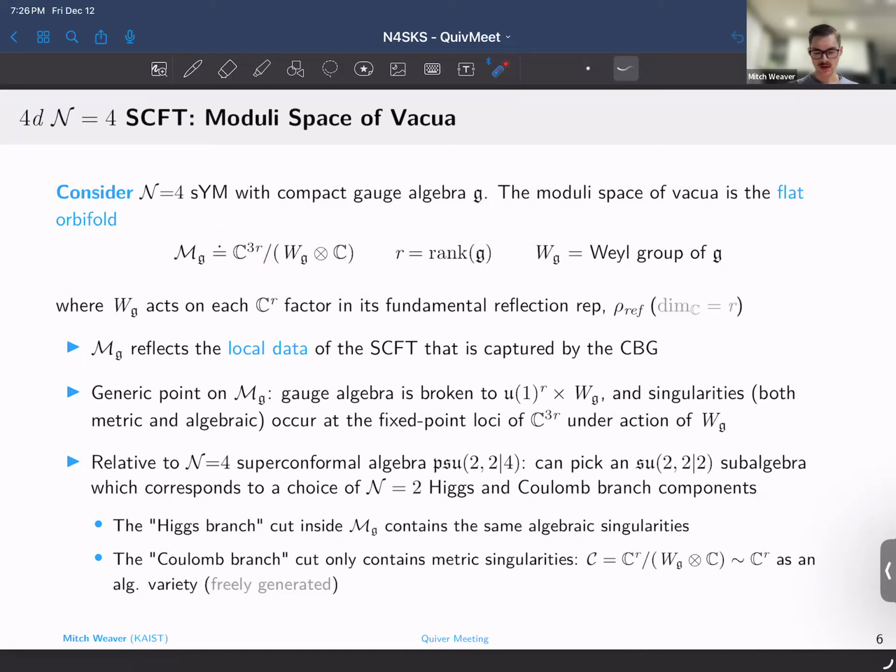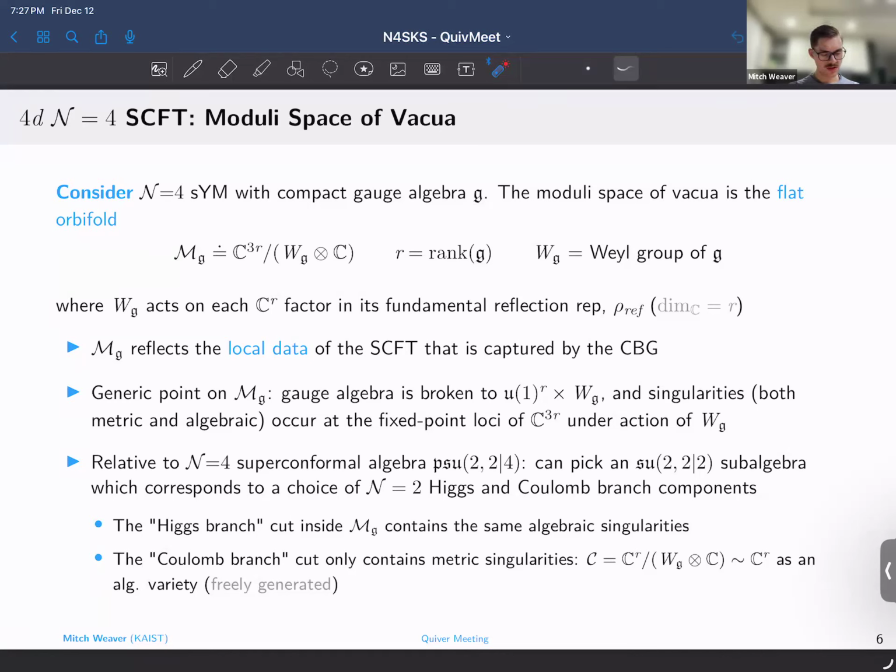And so the moduli space, the space of vevs here, essentially reflects local data of the SCFT that's captured by the Coulomb branch. And at a generic point, the gauge algebra is going to be broken down to some U(1)^R times the Weyl group. And in general, singularities of both types can occur on M_G here. At least the metric singularities will occur at the fixed point loci of C^{3R} under this action of W.